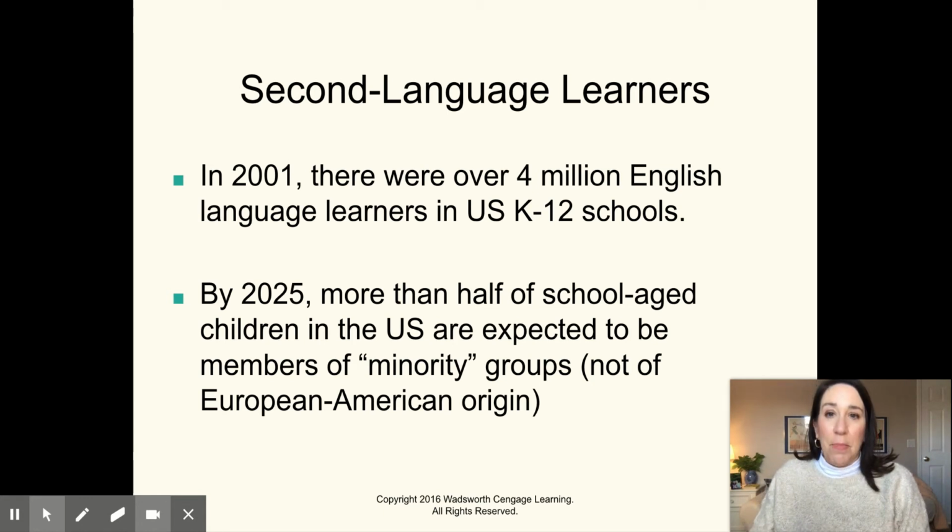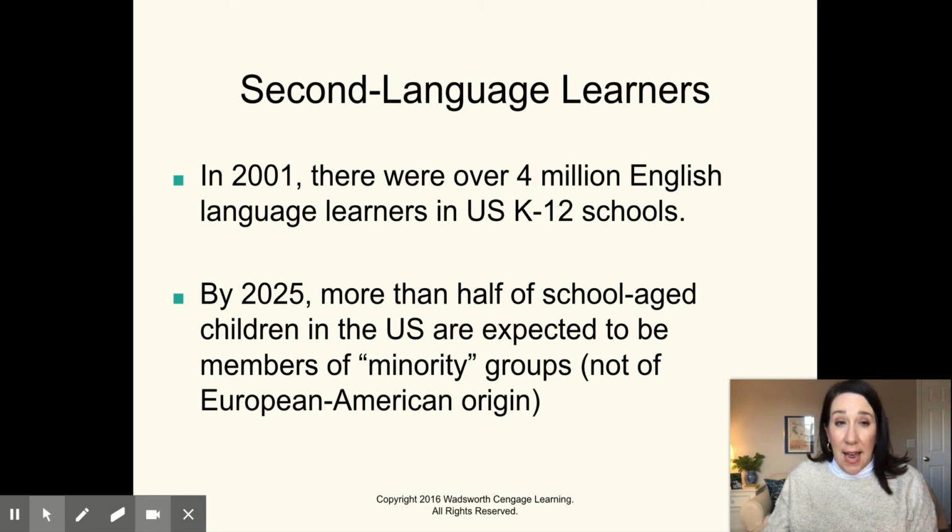But the way that we say this, by 2025, the United States school age population will be majority minority. And another way of looking at that is to say, by 2025, more than half of school age children in the US are expected to be people of color. Okay, so that is not European American origin. So majority minority, we will be a majority minority country in 4 years.